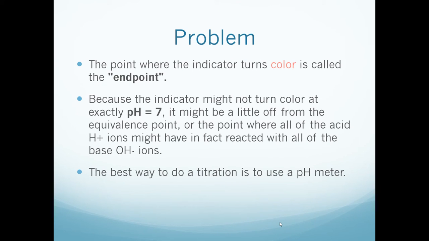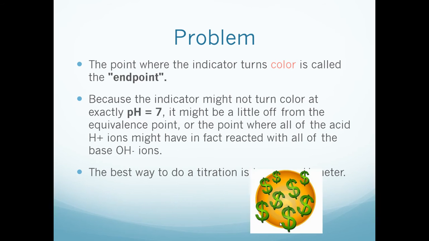So the point where the indicator turns color is called the endpoint. That's important to note. That means that your experiment, your titration, has ended. Because the indicator might not turn color at a perfect pH, it might be a little bit off from what's called the equivalence point. Today we have instruments to do that. You can just put a computer and a sensor in there, called a pH meter. But before pH meters and calculators, this is what we would do.